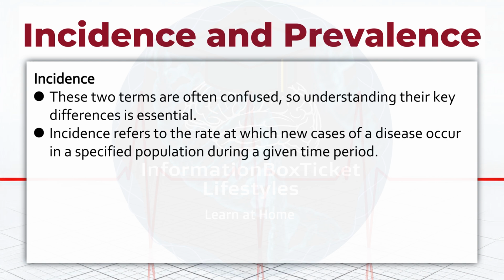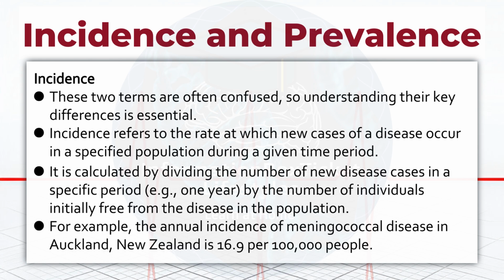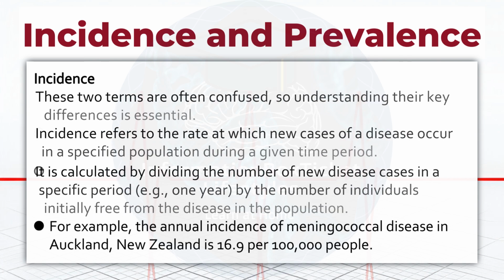Incidence refers to the rate at which new cases of a disease occur in a specified population during a given time period. It is calculated by dividing the number of new disease cases in a specific period, e.g., 1 year, by the number of individuals initially free from the disease in the population. For example, the annual incidence of meningococcal disease in Auckland, New Zealand is 16.9 per 100,000 people.